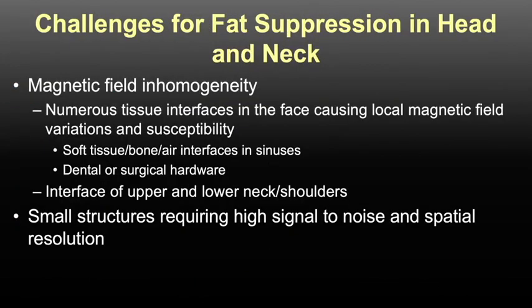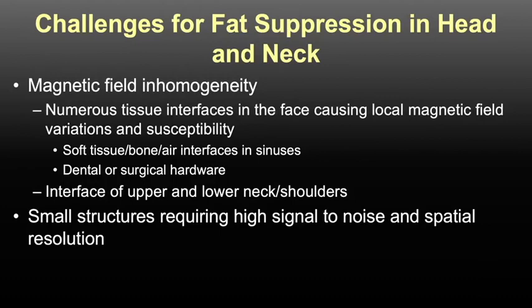So let's talk a little bit more specifically about the challenges for fat suppression in the head and neck. As you know, we are going to encounter major local magnetic field inhomogeneity in the head and neck because we have numerous tissue interfaces such as soft tissue, bone, and air interfaces in the region of the sinuses. And you might also encounter field inhomogeneity due to dental hardware or surgical hardware in the face.